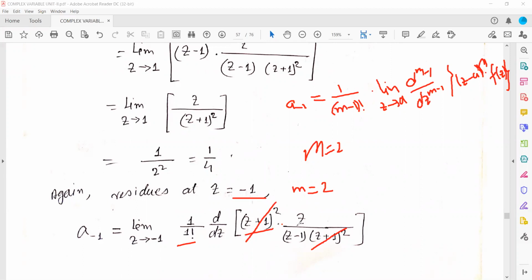So d by dz of z, first you need to calculate and then put the limit. What is the differentiation of z with respect to z? That is 1. So 1 upon factorial 1, which is 1, so 1 upon 1 is 1. And this derivative is 1. So ultimately this is 1. If you put the limit, you'll get 1. So the residue here is 1.